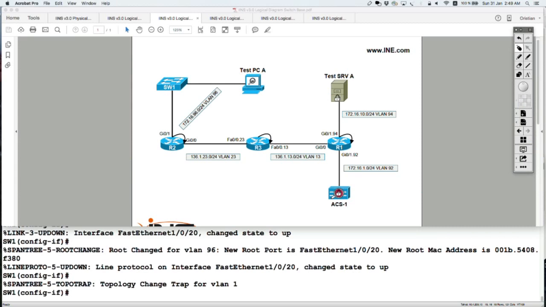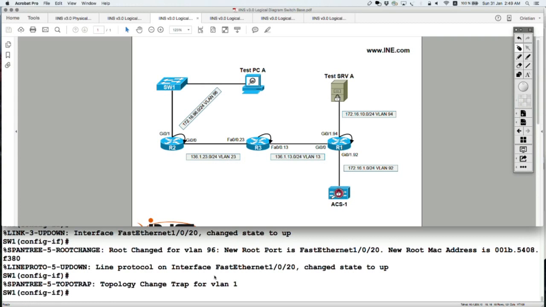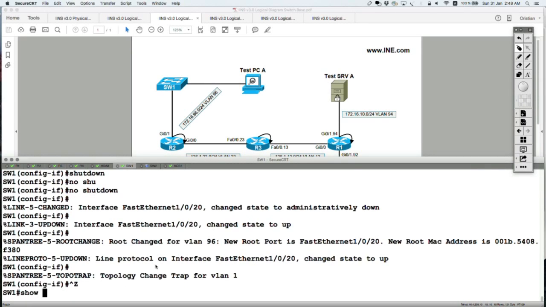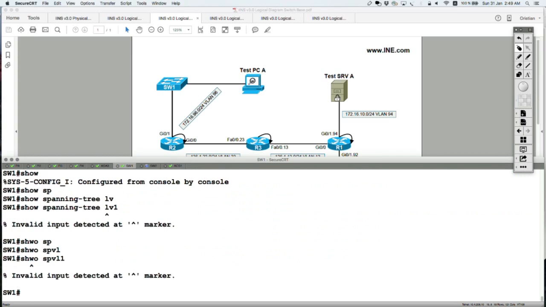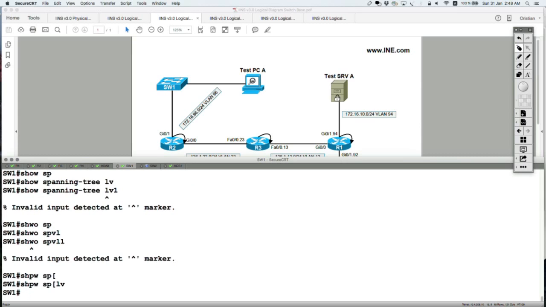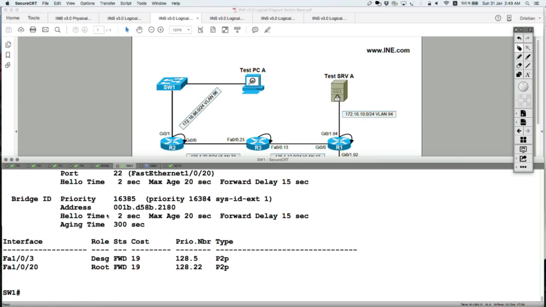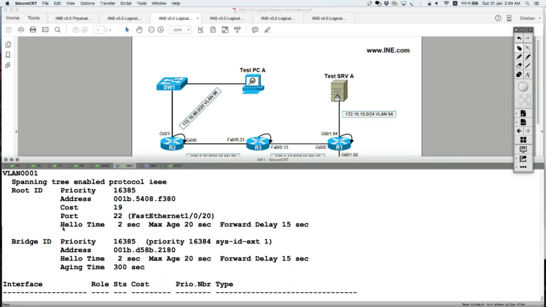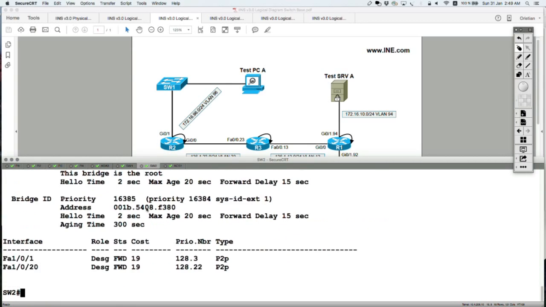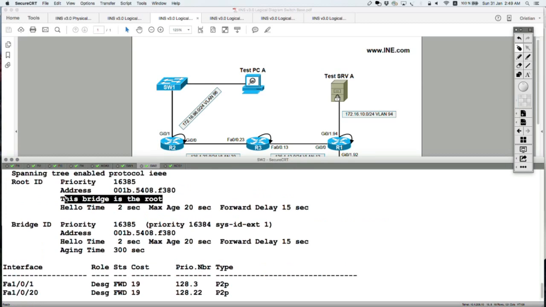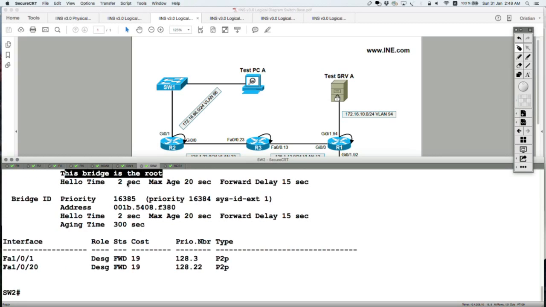So in my case, likewise between switch 1 and switch 2, my root bridge is switch 2. Show spanning-tree VLAN 1. It says that the root bridge is not myself. If you go on switch 2, it is the root bridge for all VLANs. It says this bridge is the root. So I'm going to behave like switch 2 is my distribution switch and switch 1 is my access switch. Let's go on switch 2 and configure.